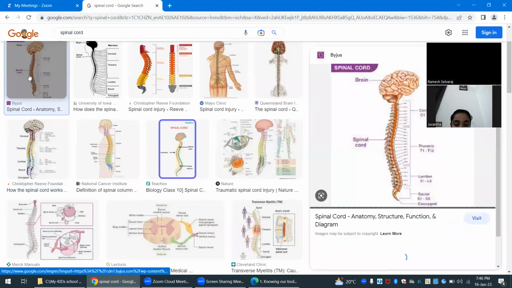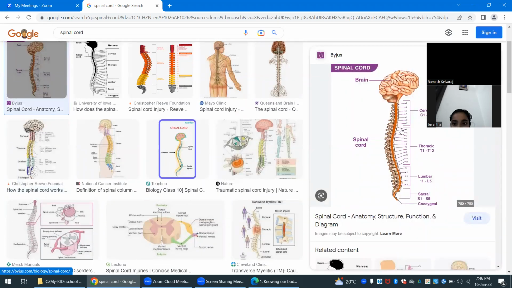When you are driving and all, sometimes they will tell we need to go very slow. If something happens to this spinal cord, this is the main nerve. Okay, if this main nerve got damaged because of an accident, then this connects to the leg and all, so leg and all we cannot move. So we need to be careful when we are walking on roads or when we are driving somewhere.